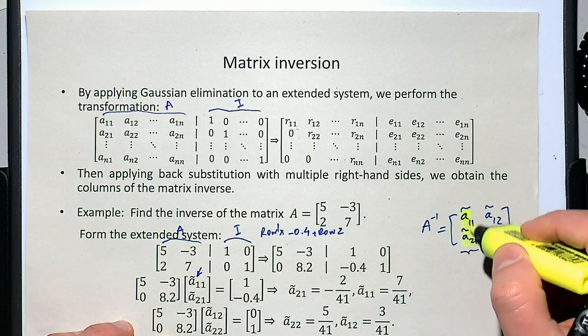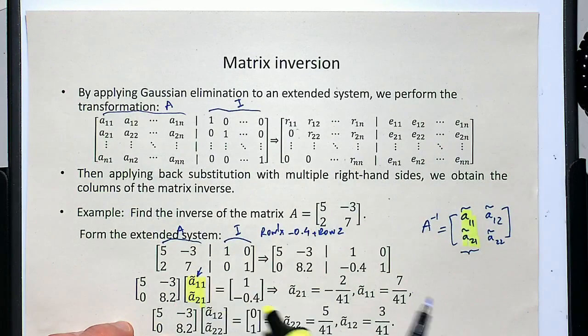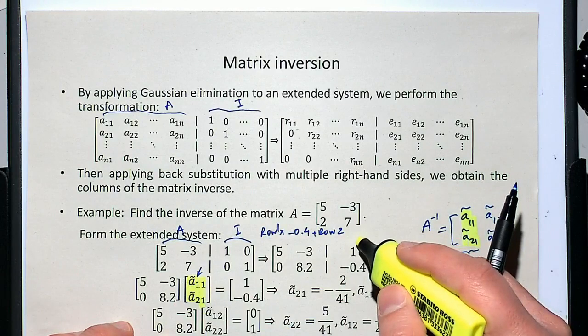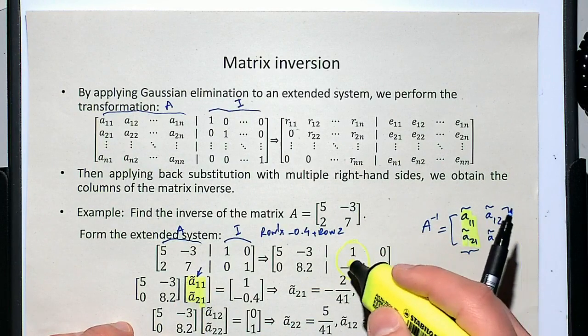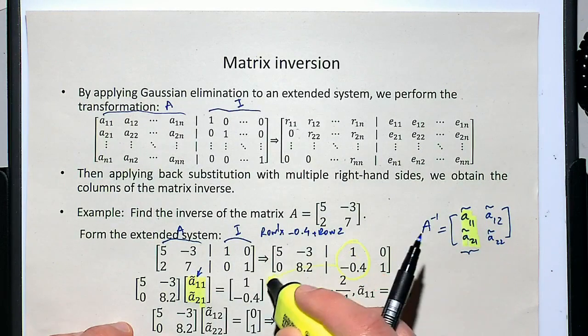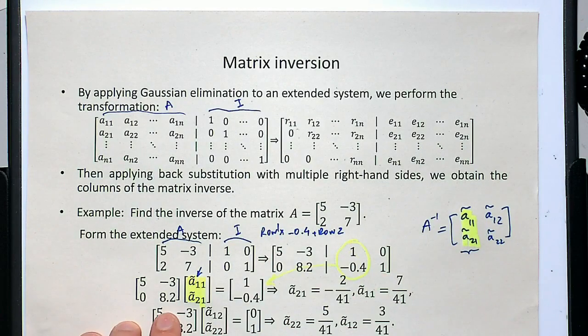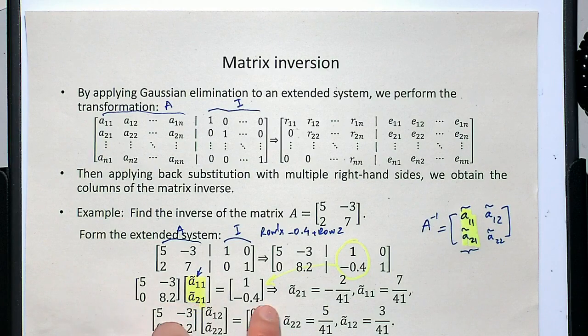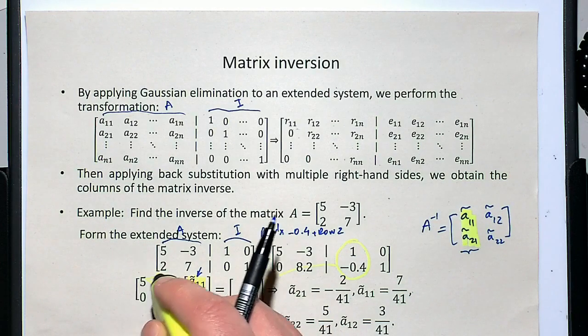Okay? And since it is the first column, we are going to pick up the first column on the right-hand side of the extended matrix. And we know how to solve this because we start from the second row. We directly get the value for A tilde 2,1, and then put it back into the first row, and we get the value A tilde 1,1. This is exactly Gaussian elimination. So we ended up with this triangular matrix.